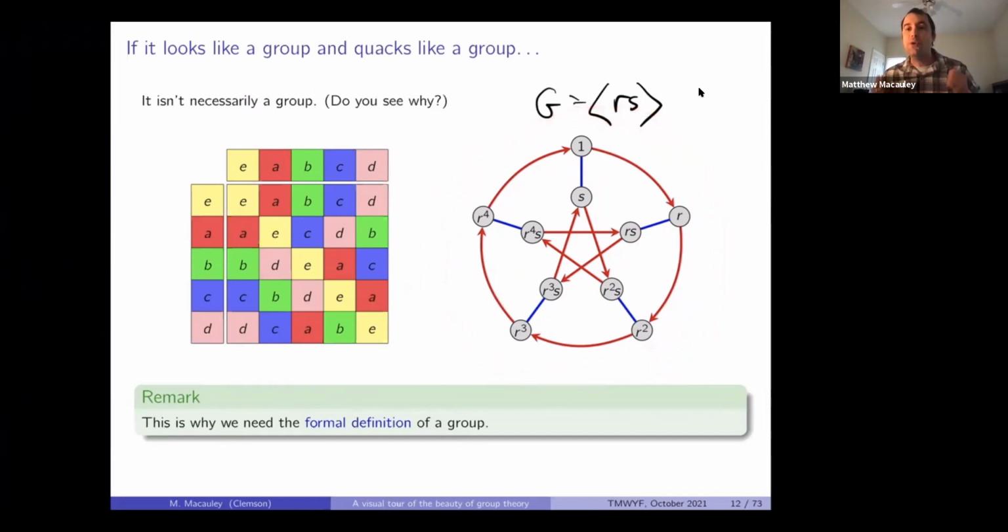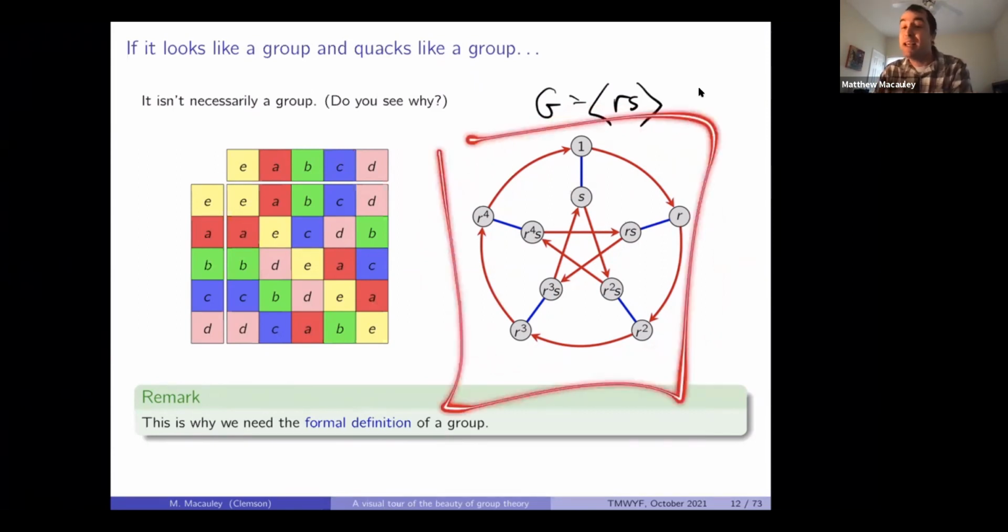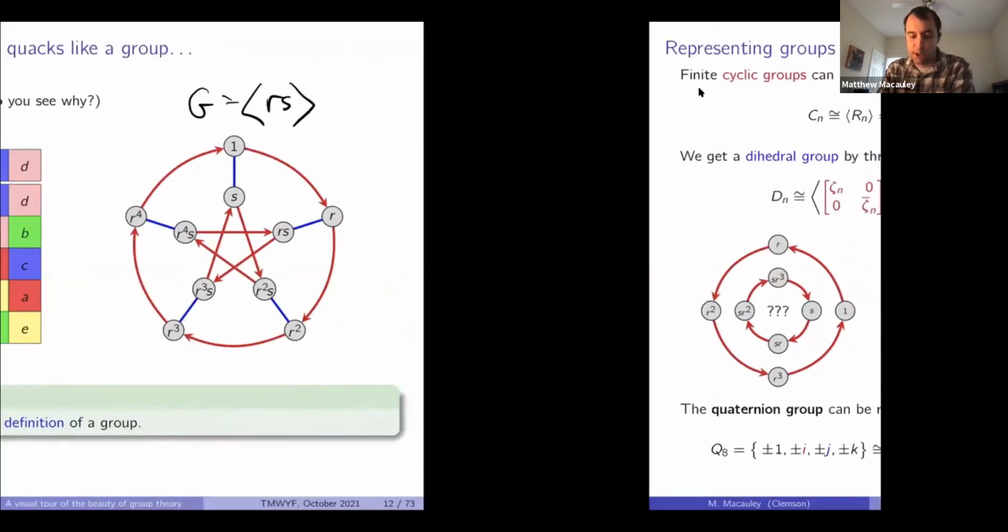And this is why you need, students say, why do you got to prove things formally? This is why, because that ain't going to work. And it's fun to explore why it doesn't work. You can create a presentation with this and figure out what group that is. It's a smaller group, and I won't tell you what it is. But anyways, it's a fun thing to explore.